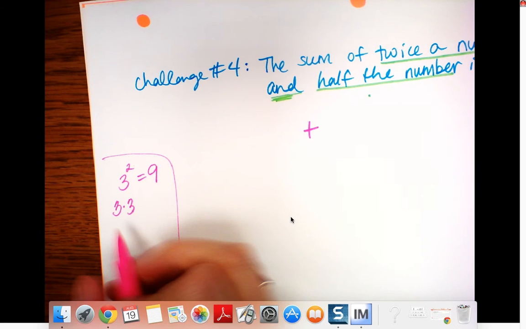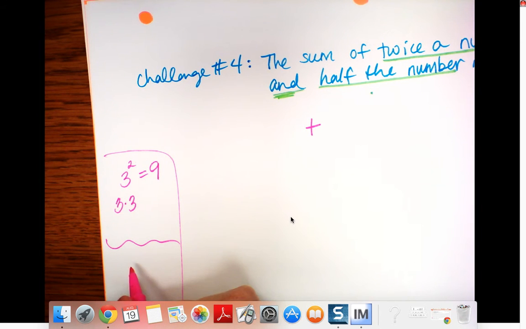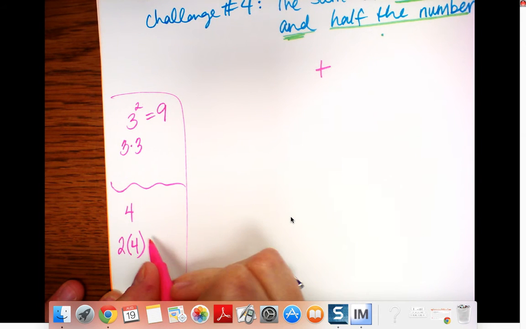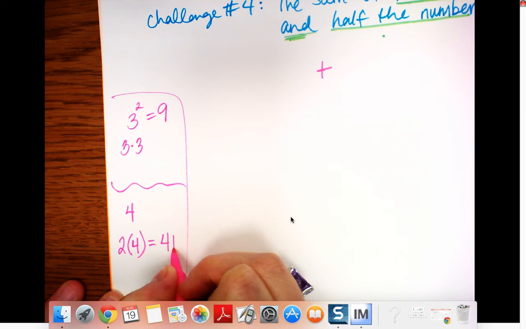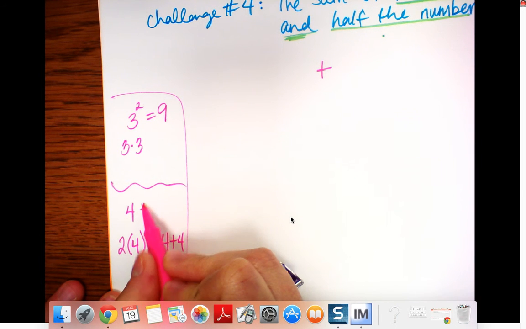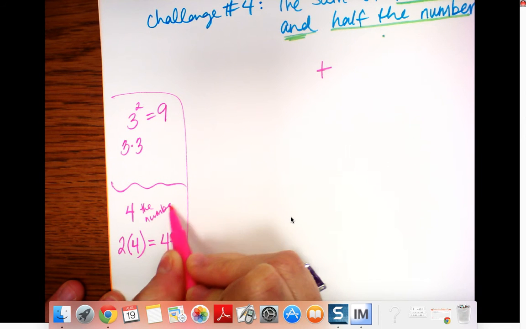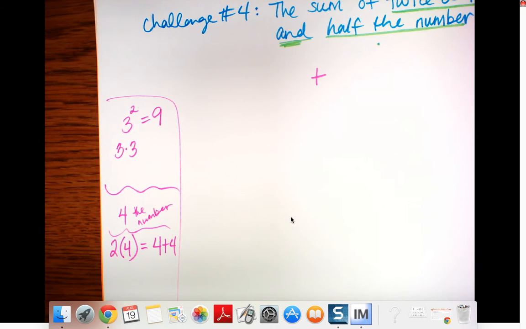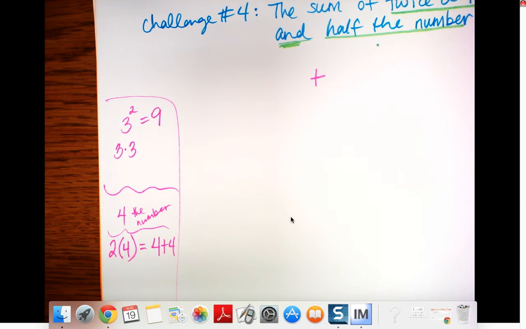So let's say that the number is 4. Okay? So twice the number would be 2 times 4, which is the same thing as 4 plus 4. So that's just a little side note. The difference between squaring and twice of something, it means multiplication.